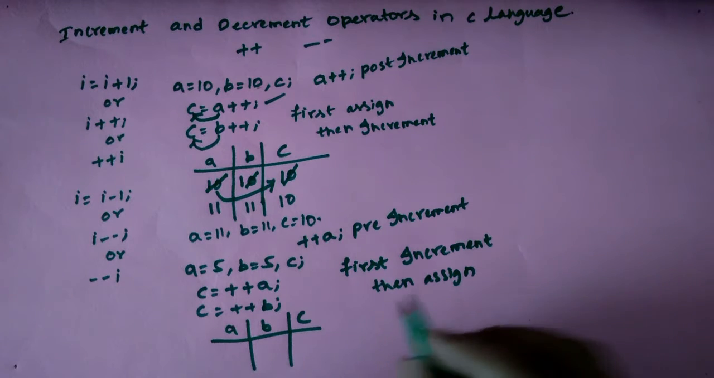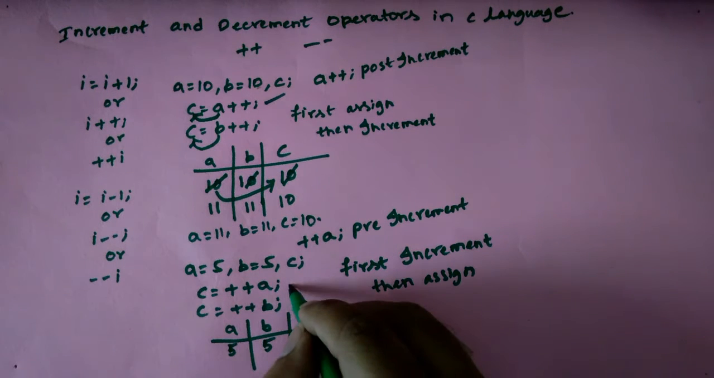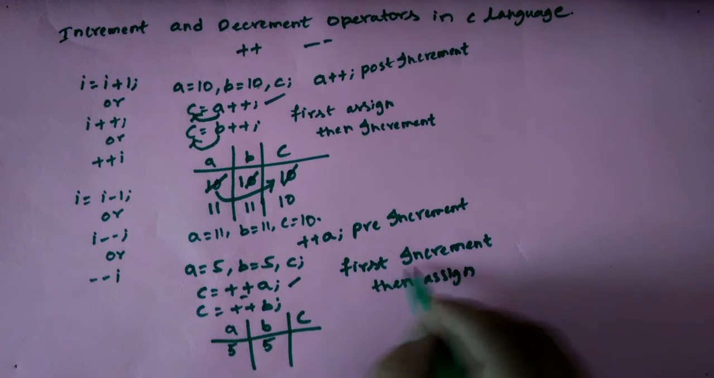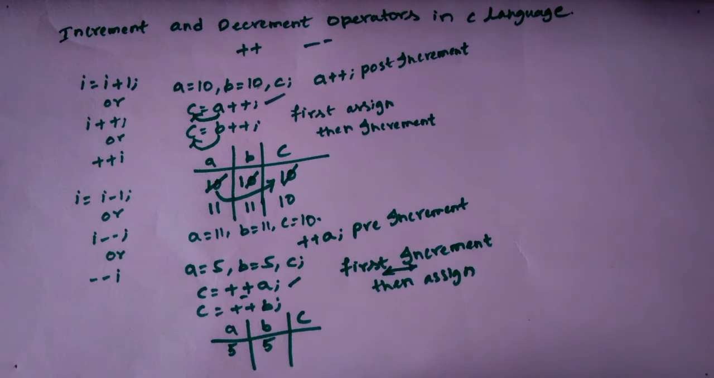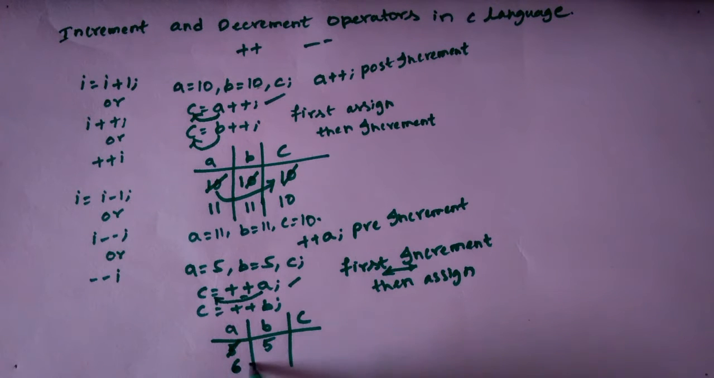How to perform this? Let's see. What is the value of A? It's 5. What is the value of B? It's 5. Now let's execute this operation. What is there? Plus plus A. Plus plus A means first increment. First increment A value to 6, then assign A value to C, 6.